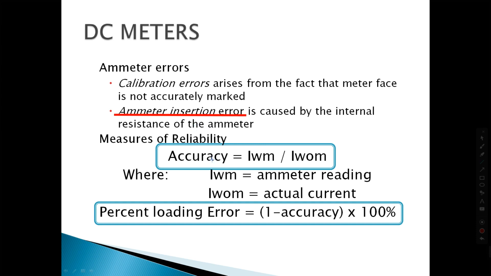And then the measure of reliability or the accuracy of the ammeter is simply the current with meter over current without meter. Current with meter is the ammeter reading, while the current without meter is the actual current if we solve it via computation. And then we have the percent loading error, which is 1 minus accuracy times 100%. It's the same formula of the error that we introduced in the previous part of the lesson.